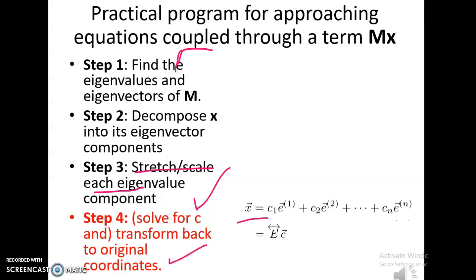X bar equals C1 E1 plus C2 E2 plus up to Cn En. So the final result is E vector times C vector.